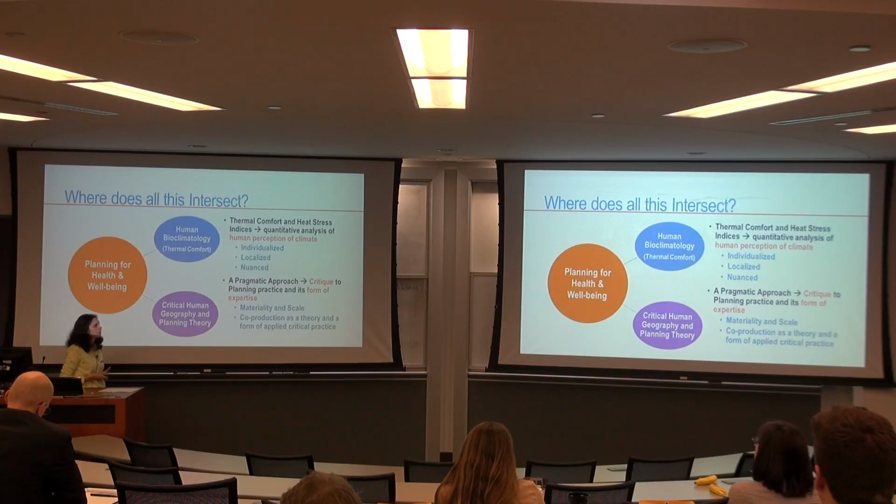And they also give me a very nuanced form of displaying how comfortable or uncomfortable people are in these environments. The other discipline that I'm incorporating is critical human geography and planning theory. And the reason why I'm picking these two is to actually look at the critique to planning practice, and in particular its form of expertise.